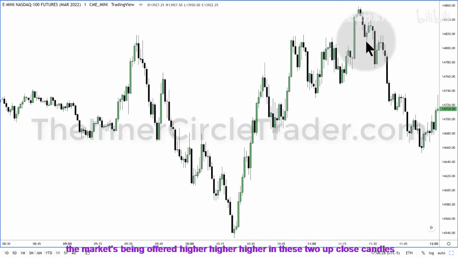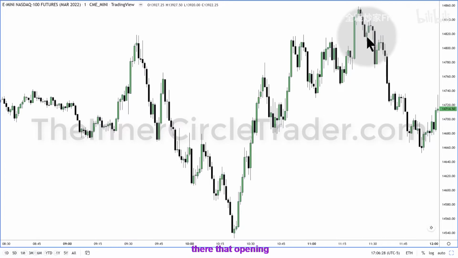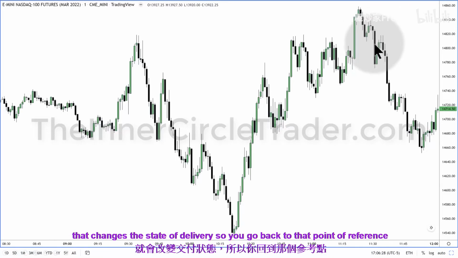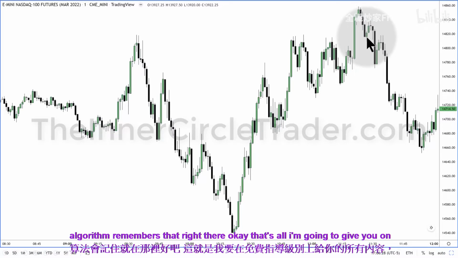The market's being offered higher, higher, higher, higher in these two up-close candles. How did this series of up-close candles begin? With this candle's opening right there. That opening, once this candle trades below it, that changes the state of delivery. So you go back to that point of reference right there, and that's why it's sensitive. The algorithm remembers that right there.